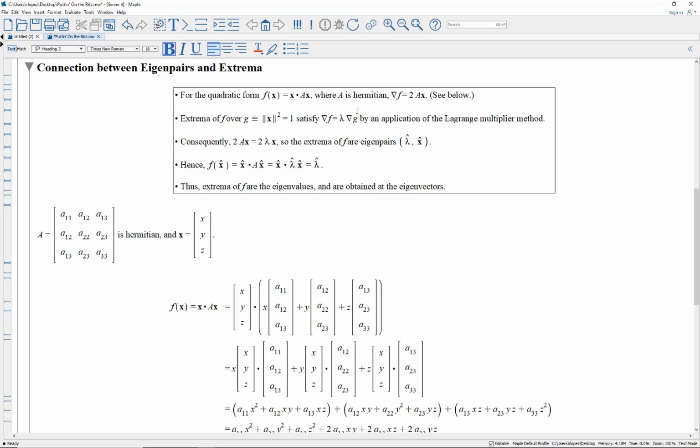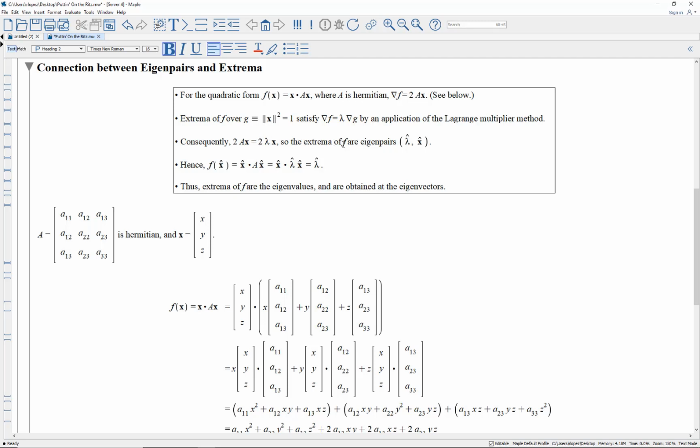Using the Lagrange multiplier method, you have to then write the equation grad f equals lambda grad g. Well, we have a statement about grad f. Grad g, that should be pretty clear. This is a sum of squares. You'll have a 2, and you have the differentiation of each of the variables, 2 lambda x on the right side. So we have this equation. From here, 2Ax, 2 lambda x from here. That's the eigenvalue equation, Ax equals lambda x.